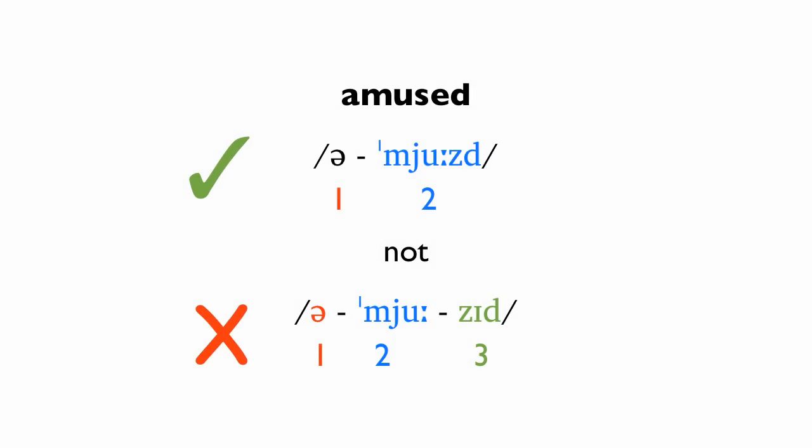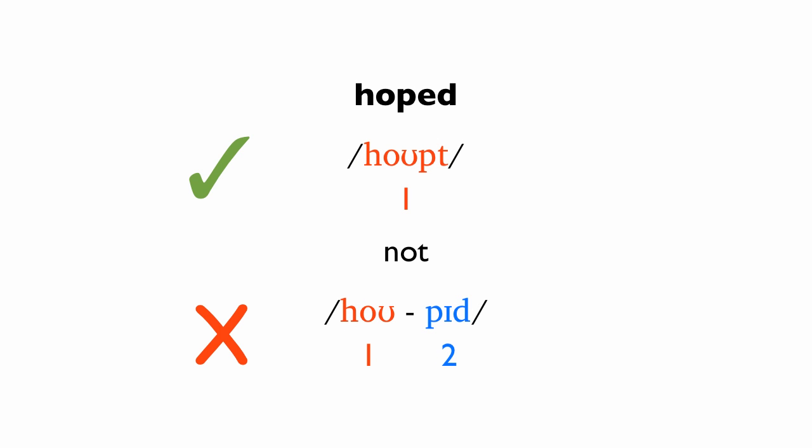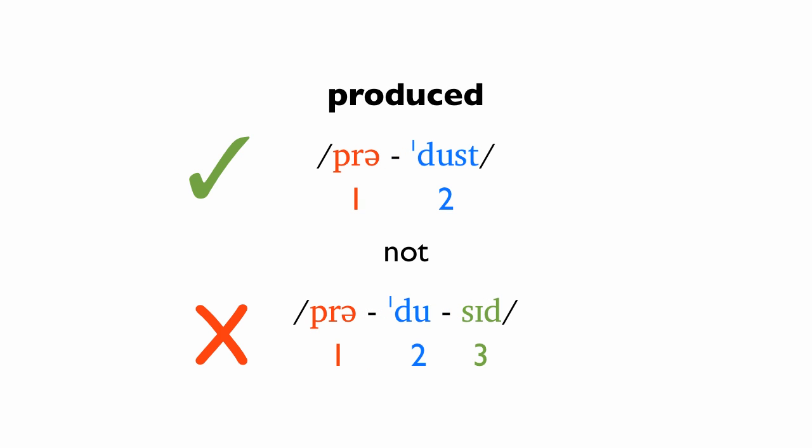Let's see if we can hear the difference between the correct and incorrect pronunciations. Amused, not amused. Played, not played. Hoped, not hoped. Produced, not produced. Let's review our 3 rules for pronouncing regular past simple verbs.